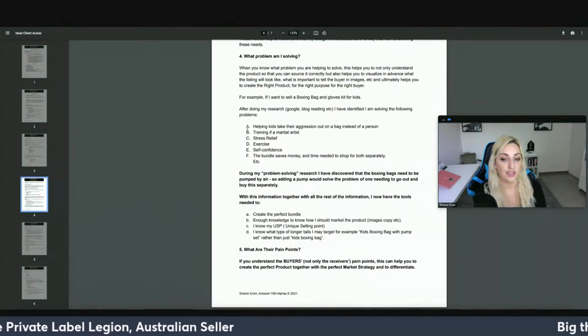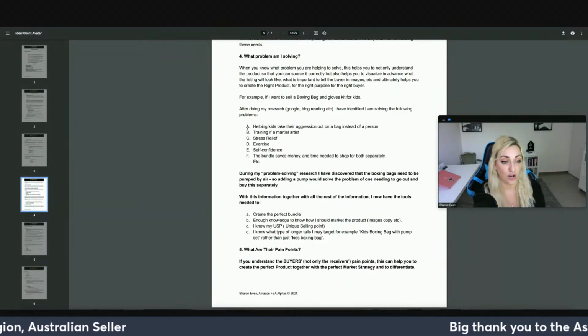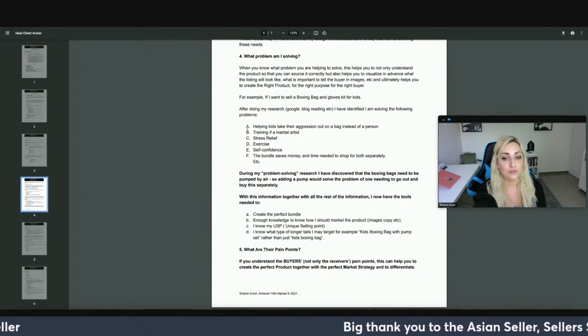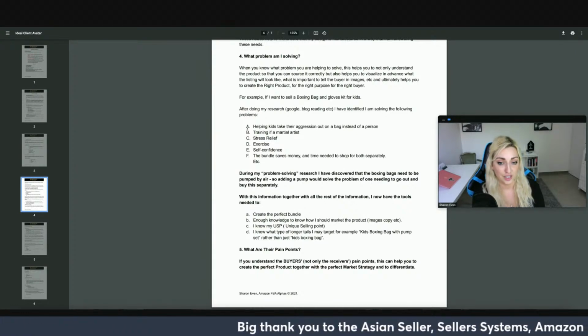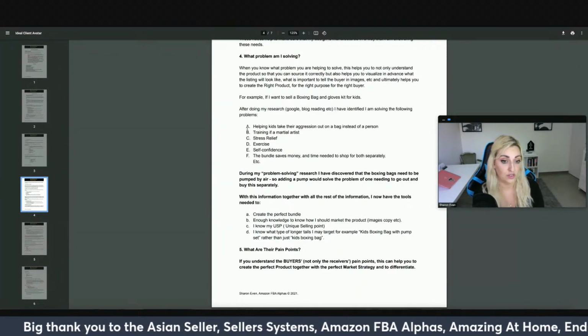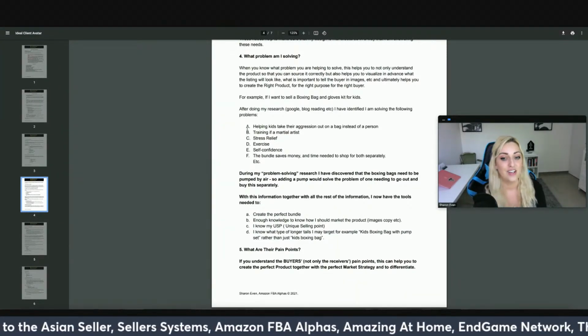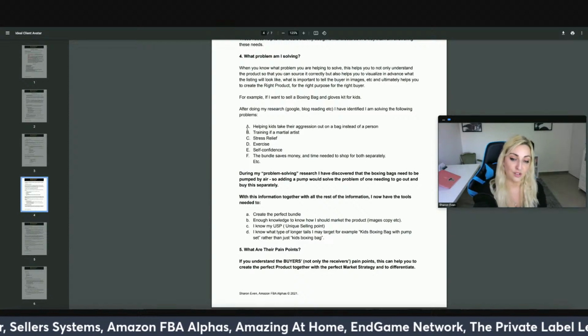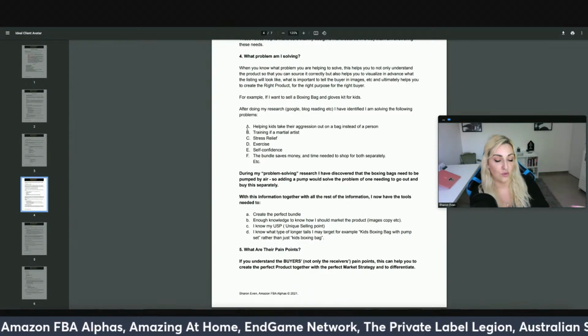B, enough knowledge to know how I should market the product, images-wise. I know what my USP, unique selling point, is. I know what type of long tails I may target. So for example, kids boxing bag with pump set, rather than just kids boxing bag, because I've got that extra thing in the product as well.